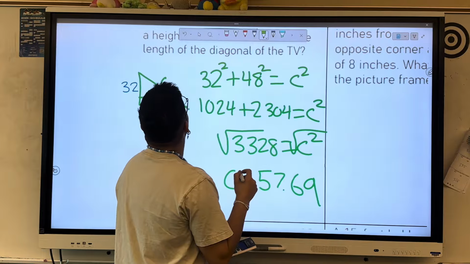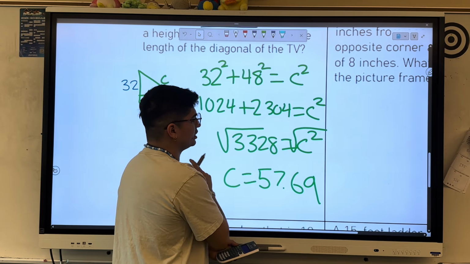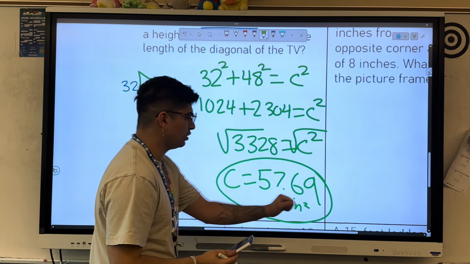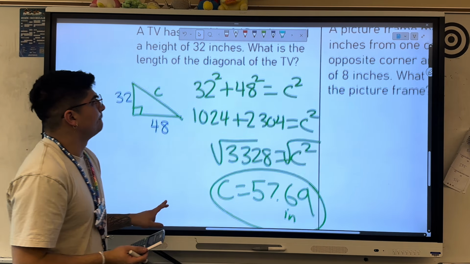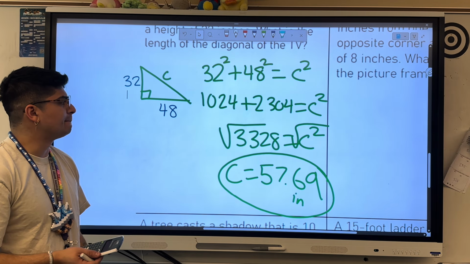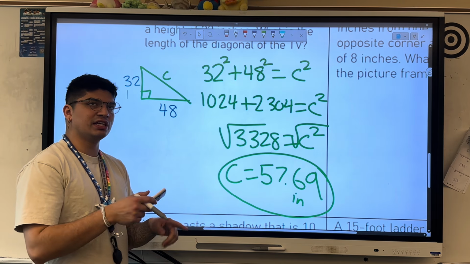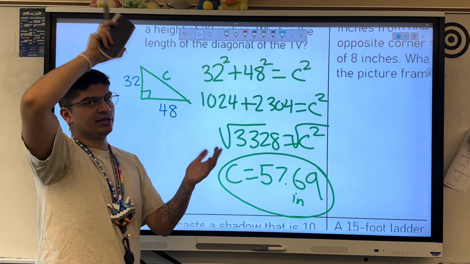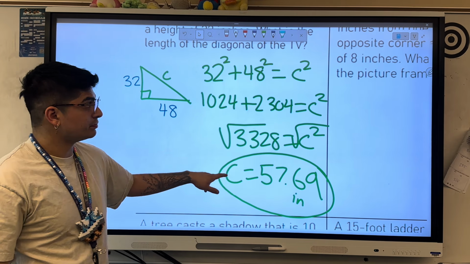57.69. I think this was inches squared. Or sorry, just inches. That's my final answer, because I'm solving for C. This is actually how TVs are measured. Whenever you see, I have a 48-inch TV, that means it's 48 inches diagonally, not up and down or anything.